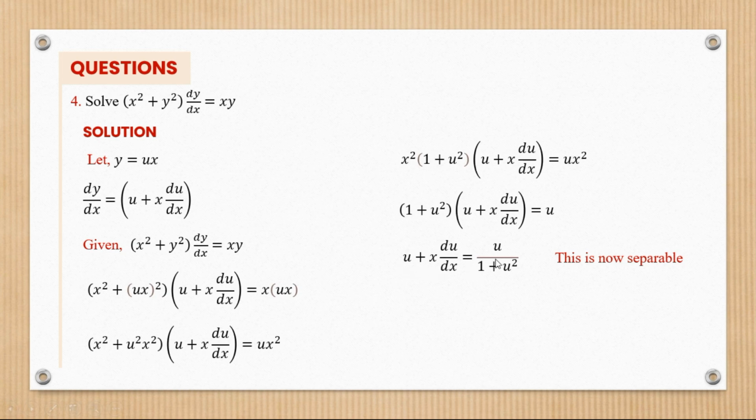I can now combine all the values of u together in this case. So I can have it this way. I'll have x du/dx being equal to u over 1 plus u squared minus u. So solve that and get the LCM, and I'll have u minus u into 1 plus u squared over 1 plus u squared. So this is what it will look like. Solve that further, open the brackets, and I'll have u minus u cubed over 1 plus u squared. So u minus u is 0, so I'll be left with negative u cubed over 1 plus u squared.